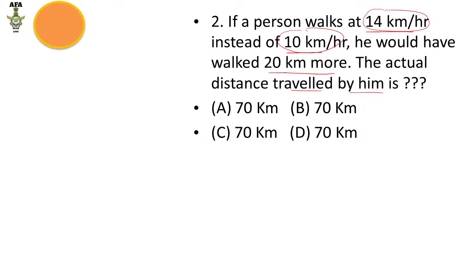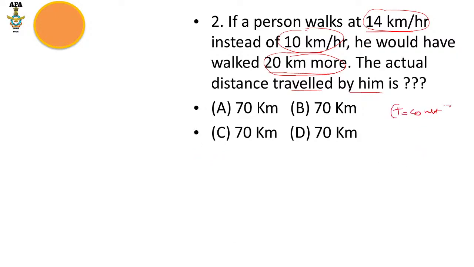Okay. Now what is constant over here? Now time is constant over here. So at the same time, if he walks at 14 kilometer per hour and at the same time he walks 10 kilometer per hour, so walking at 14 kilometer per hour, he will cover 20 kilometer more distance. What is the actual distance traveled by him? How can we solve this question? So time is constant over here, time है हमारा constant. So हम मान लेते हैं t is equals to constant.